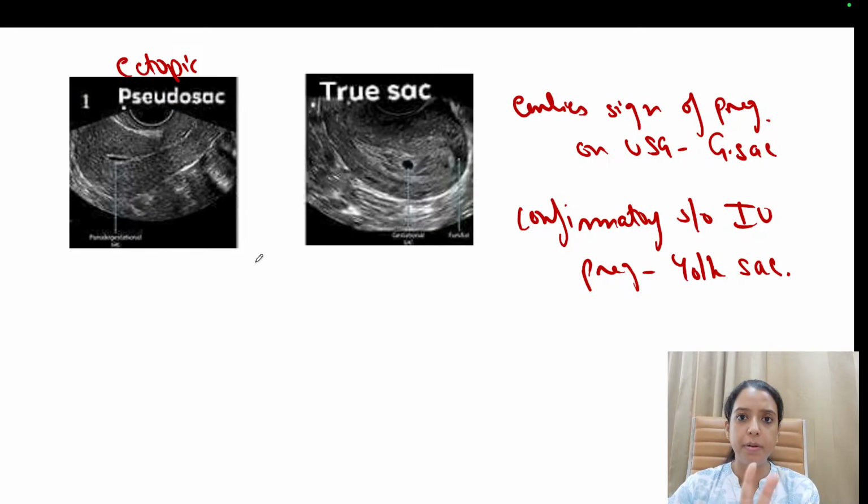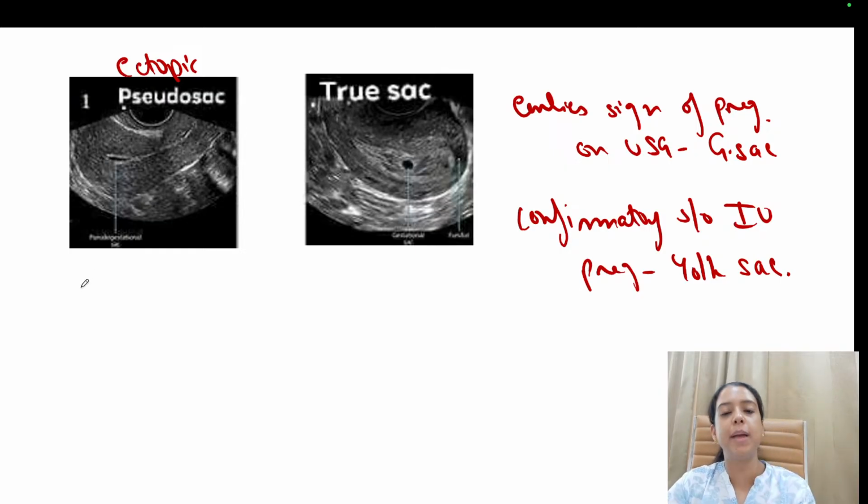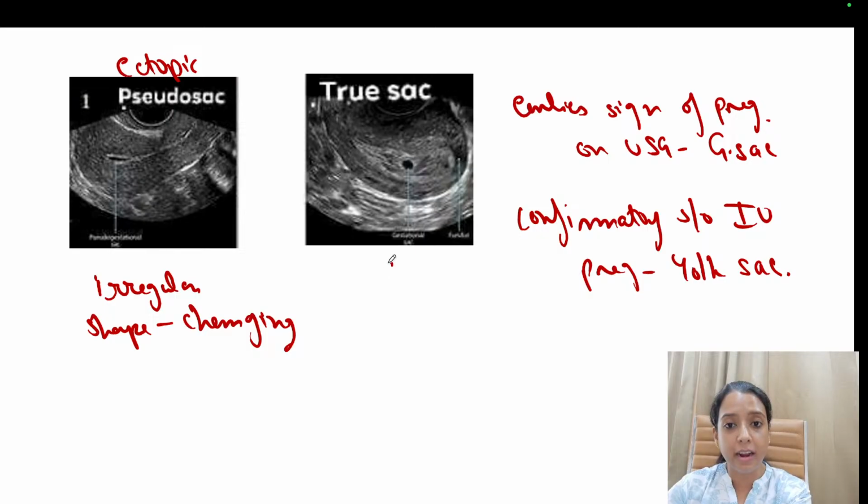Can I not differentiate between these two? I can. If the image is asked, you can easily differentiate. See, pseudo-GSAC is never circular. It's a water droplet. So depending on how much pressure you are giving on the probe, the shape changes. So it is not round, it is irregular, and the shape is not fixed. The shape keeps on changing depending on my probe pressure. Whereas a true GSAC is round, it is regular.